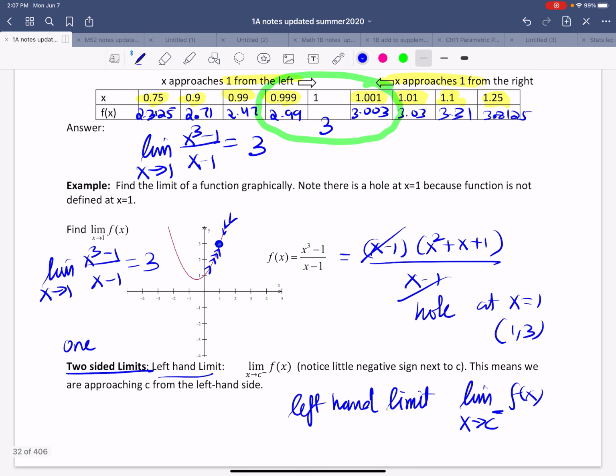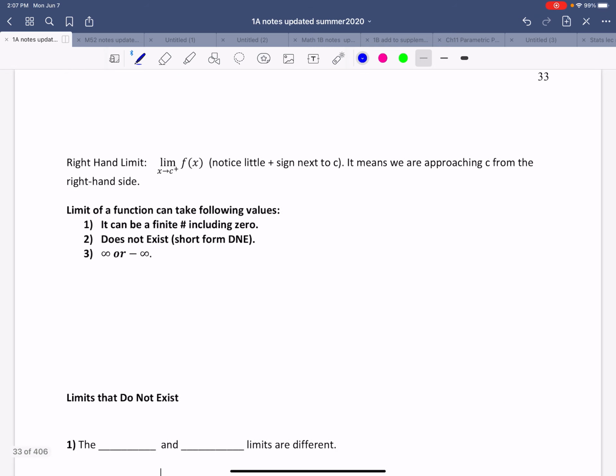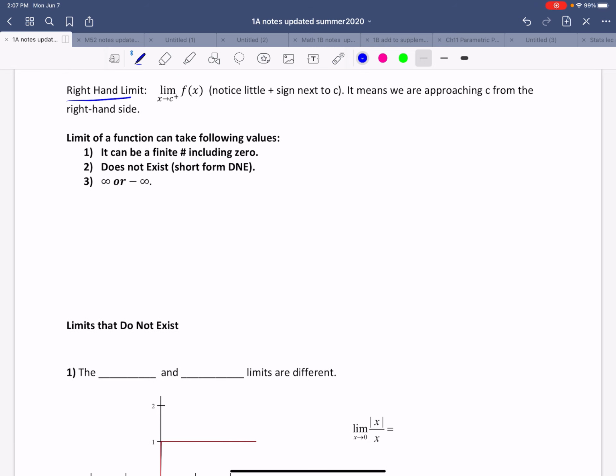That would be a one-sided limit. The limit at a point may not exist, but a one-sided limit may still exist. Another is the right-hand limit. Right-hand limit would be limit x approaches c with the plus sign of f of x. So the plus sign tells me I'm approaching c from the right hand side. So that's the notation for the right hand limit.